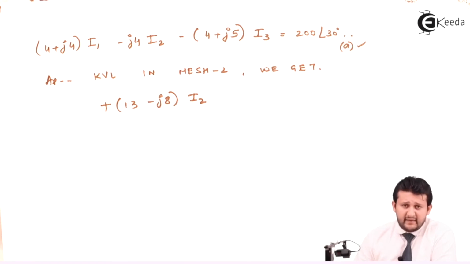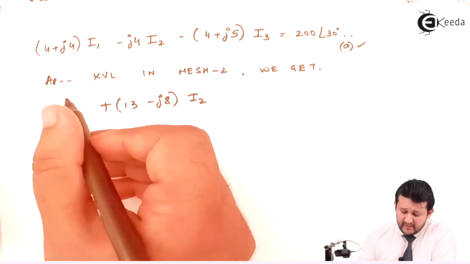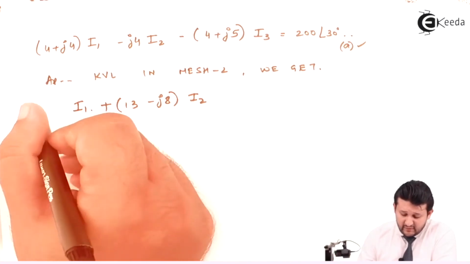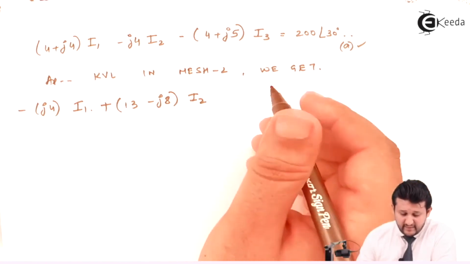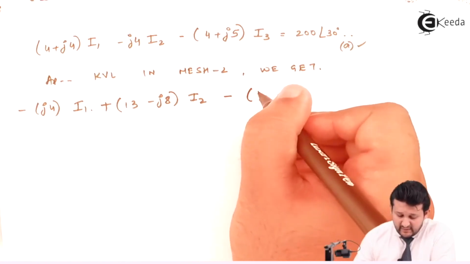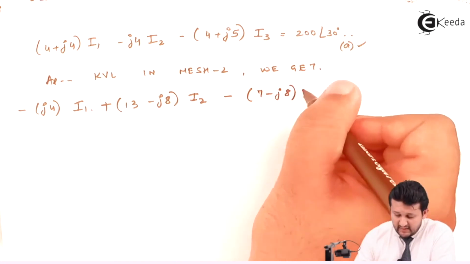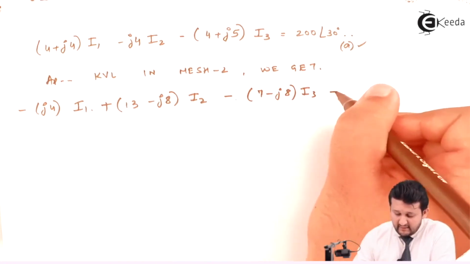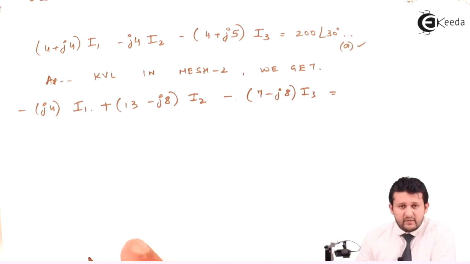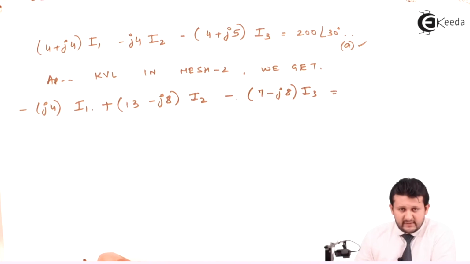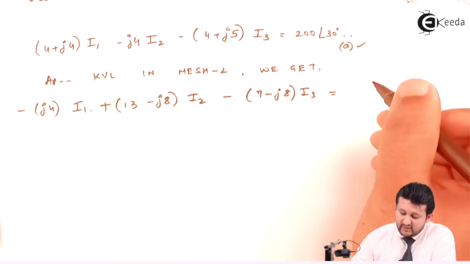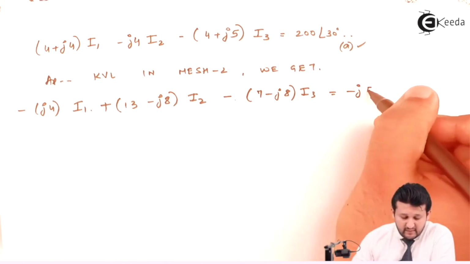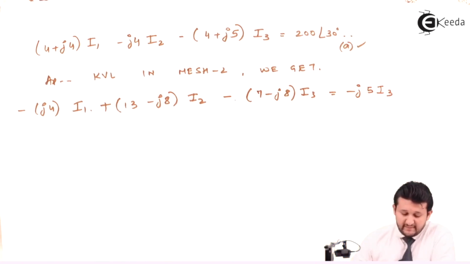So they might be I1 and I3. I1 is flowing across j4, so the sign will be negative. And I3 is flowing across 7 minus j8, so your sign will be negative, equal to, you'll be getting only voltage. If you observe in mesh 2, you have 1 voltage, so your current enters into positive. So it will be minus j5 I3.